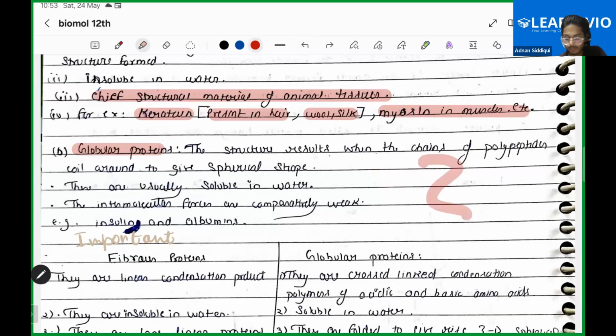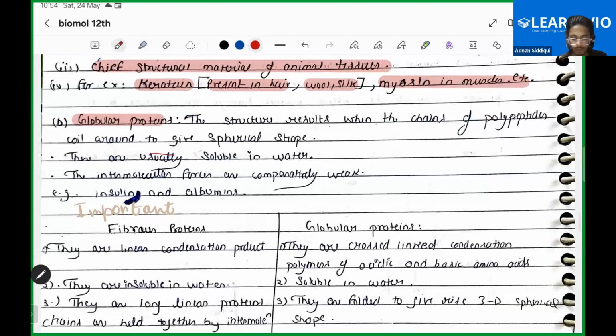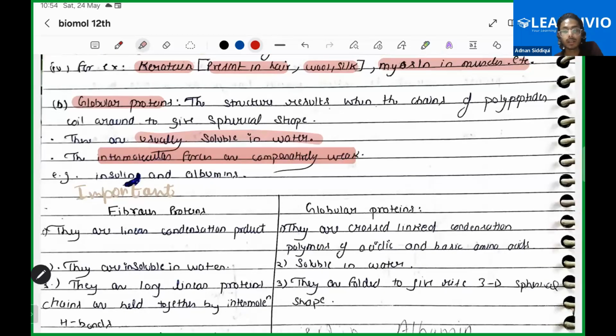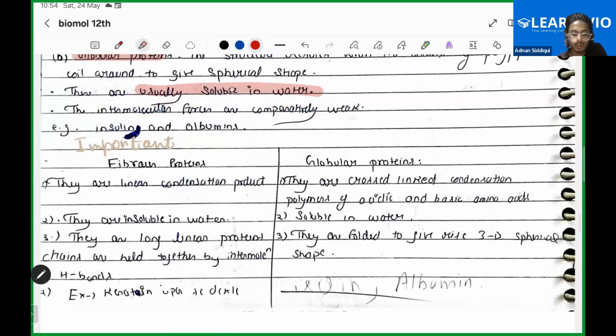In the case of fibrous protein, we had straight chains running parallel, with hydrogen and sulfide bonding between the polypeptide chains. But globular proteins make a coil, a random structure, spherical in shape. Globular proteins are soluble in water, whereas fibrous proteins were non-soluble. In globular proteins the intermolecular forces are weak, while hydrogen and sulfide bonds in fibrous proteins are relatively stronger.